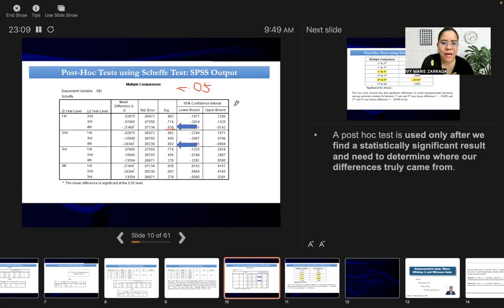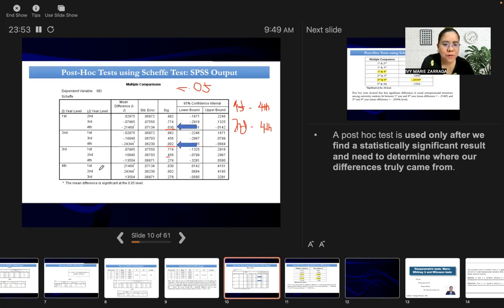Sige, lagay natin dito ha para hindi natin makalimutan. So first year and fourth year, significant siya. Then saan pa may significance? Second year and fourth year. May pagkakaiba. And then third year to first year, not significant din. Third year to second year, not significant din. Third year to fourth year, hindi rin siya significant.